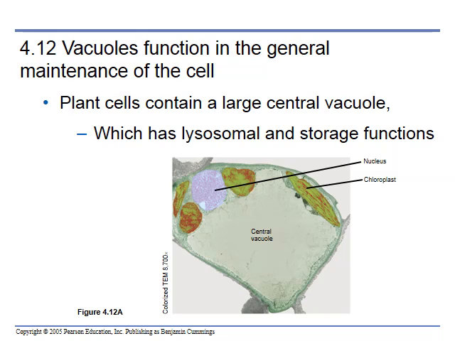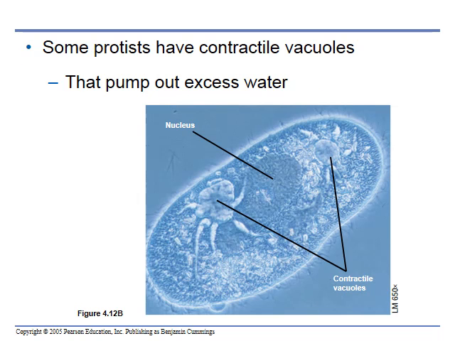Okay, vacuoles function for general maintenance. They're sort of the catch-all. Plant cells contain a large central vacuole, and that has lysosomal and storage functions. What that means is that it'll have lysosomes. It'll also have just a place to store water or whatever it needs. Oftentimes in a plant, what it needs is water storage. It has to maintain turgor, is what it's called, the water pressure against the cell wall, and that central vacuole is a good place to store that water.